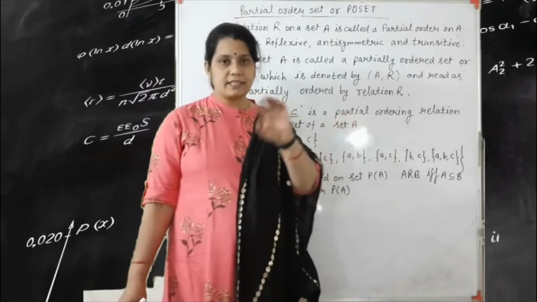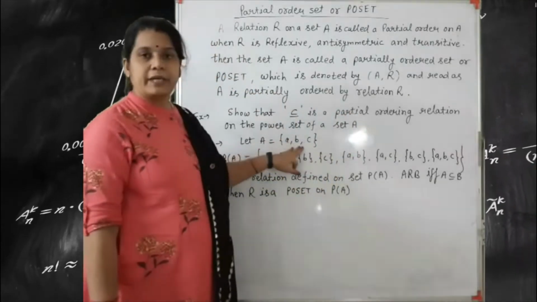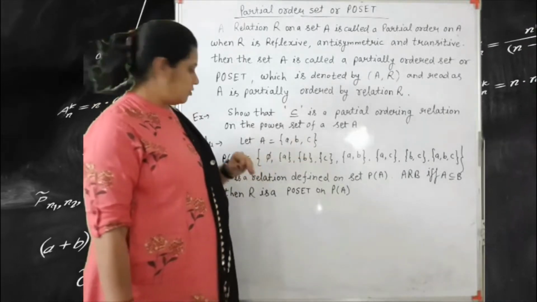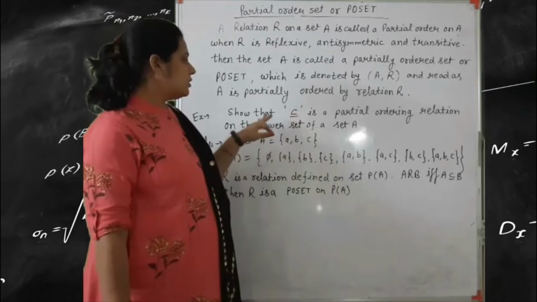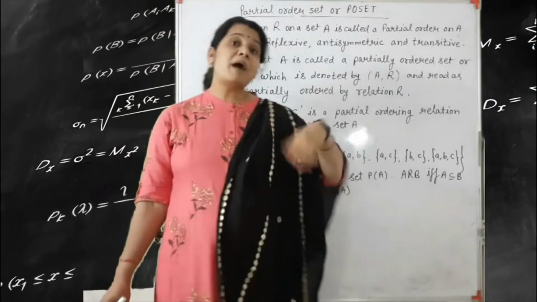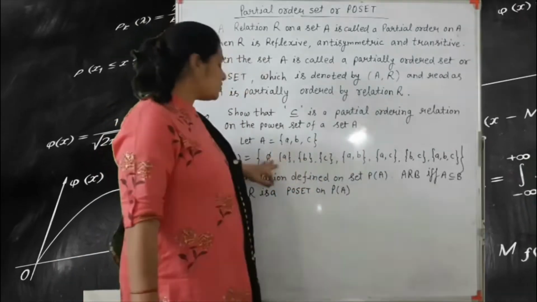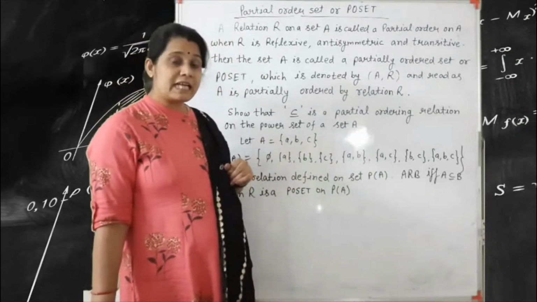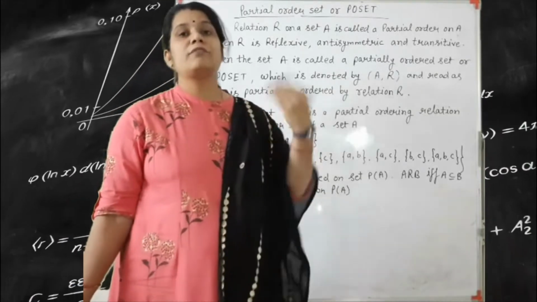We consider here the three elements according to your set A. A is equal to {a, b, c}. According to your question, this condition we apply for the power set of A. So first we map the power set. What is the power set? Power set means the collection of all the subsets of A.